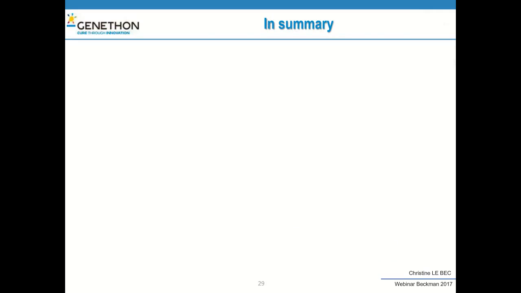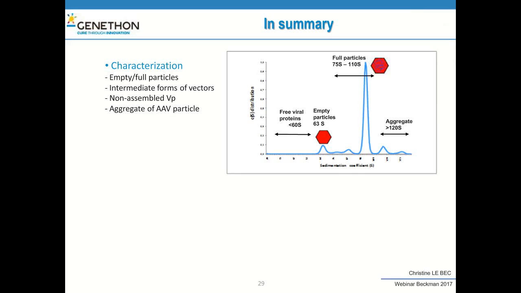So in summary, we can have a characterization of empty particles, full particles, and partially full particles, which means intermediate forms of AAV, depending, of course, on the size of your transgene. You can also show some free viral particles below 60 S, and maybe some aggregates, if you make some dimer, something like this, over 120 S.